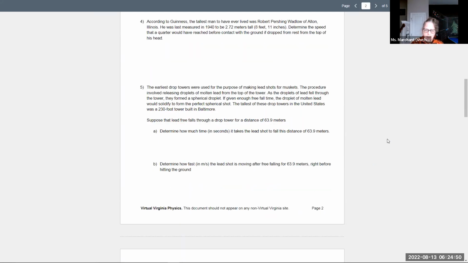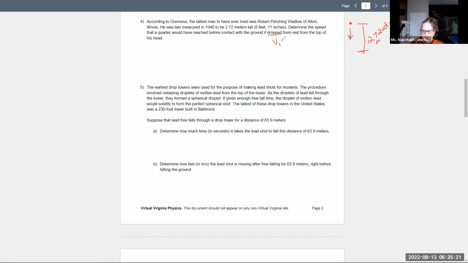According to Guinness, the tallest man, he is how tall? 2.72. So that's my distance. You could also label it as a height and meters. And he dropped a quarter. So from the top of his head, the quarter is going to go down. He dropped it, he didn't throw it down.